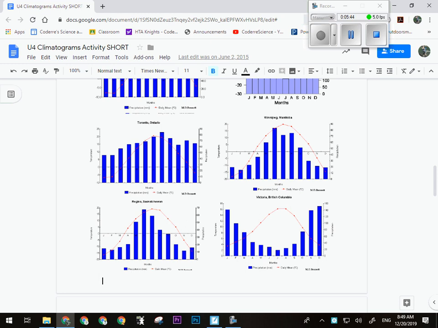If I was looking at Calgary as an example, I'd say it's about 1,000 meters above sea level. It's about 53 degrees north latitude, something like that. And then I would say it's not near any bodies of water, nestled close to the Rocky Mountains, and write a sentence or two about how that would affect its climate. Do that for each city in the group.